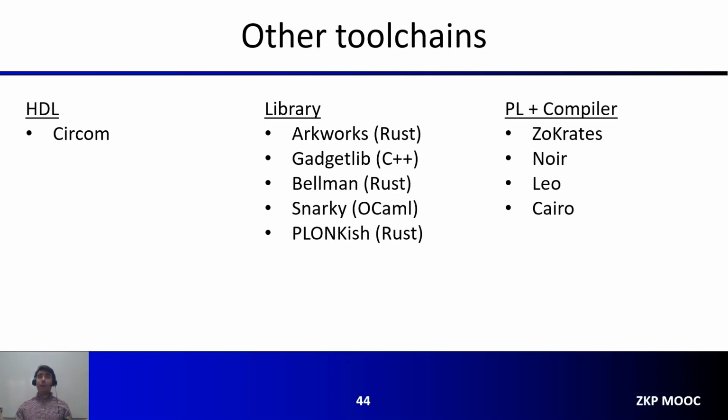In terms of programming languages, there are also a number of competitors to ZoKrates. There's Noir, Lego, and Cairo. Cairo is interesting here because it also doesn't produce R1CS. It produces the kinds of constraints that you need to use a Stark proof system. So it produces this thing called AIR, the Arithmetic Intermediate Representation.